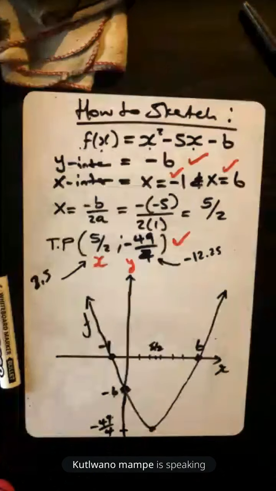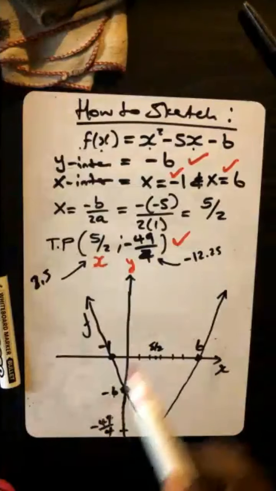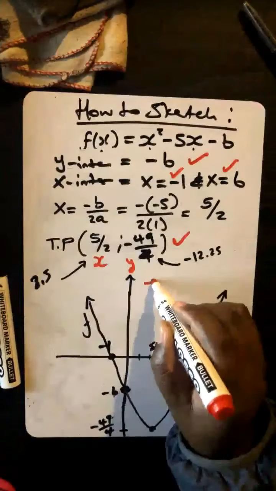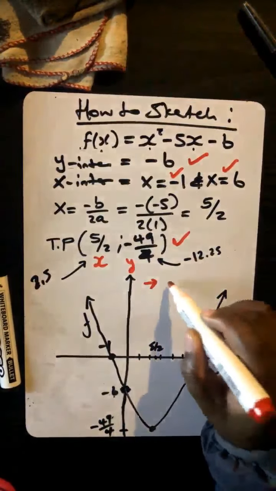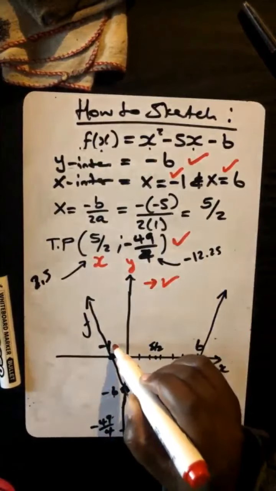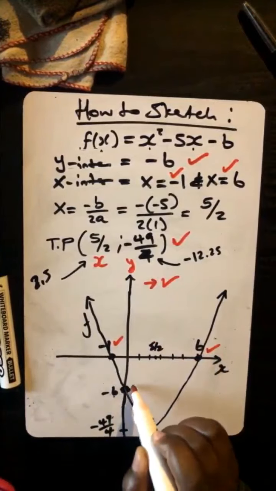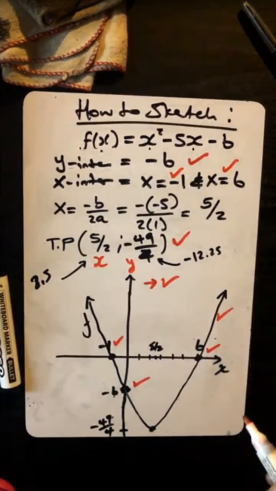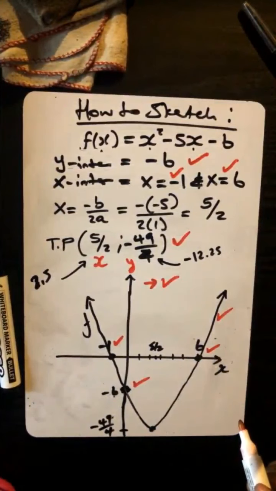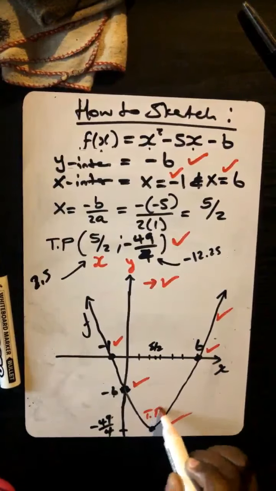It does make sense, sir. 100%. So this is how they give you marks at the marking center. This is how they mark for this type of question. They're going to give you a mark for identifying the x-intercepts, a mark for indicating the y-intercept, a mark for the shape of your graph, and lastly, a mark for your turning points.